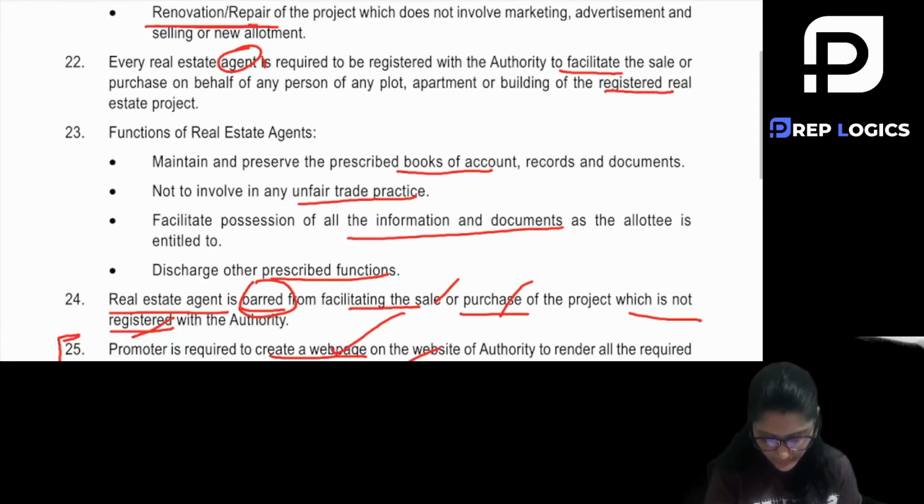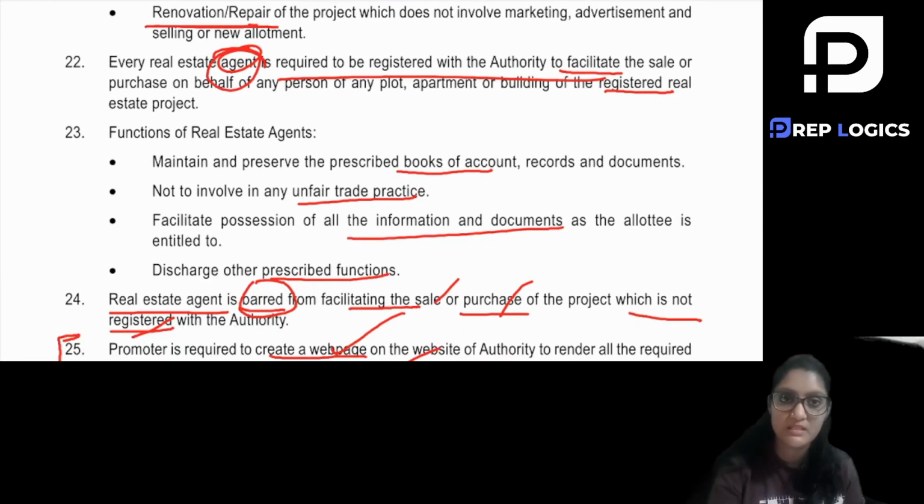Now all the agents also need to be registered under the RERA Act and also facilitate in selling of the real estate projects, and whatever real estate projects they are selling must also be registered. Okay, the agents are barred from selling projects that are not registered. The agents can only sell the properties that are registered.